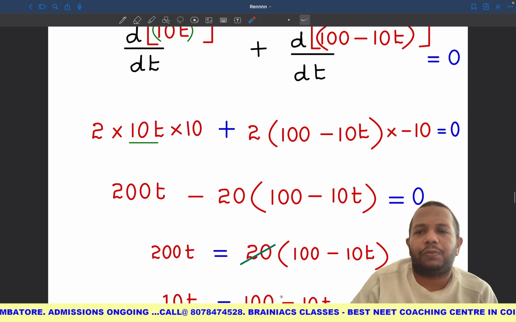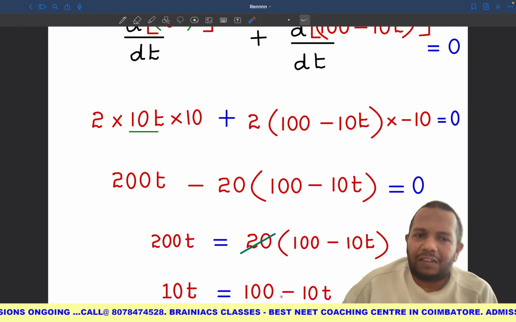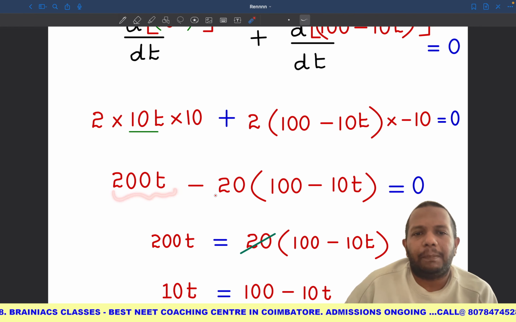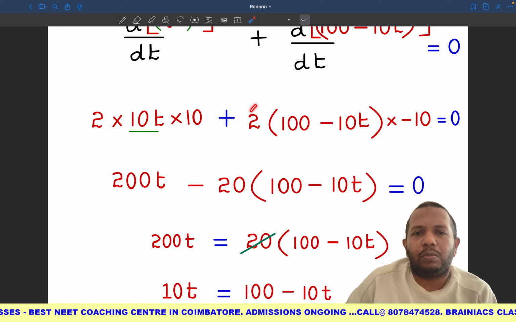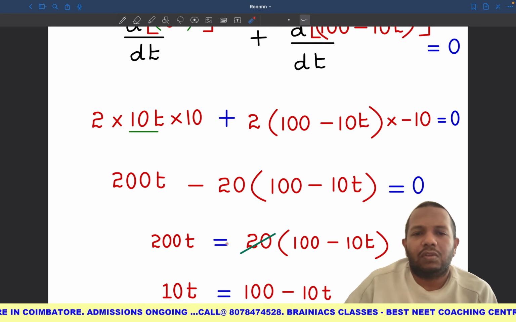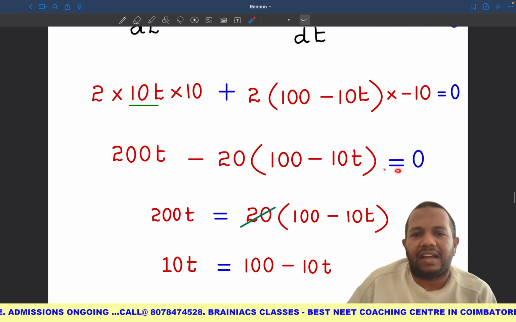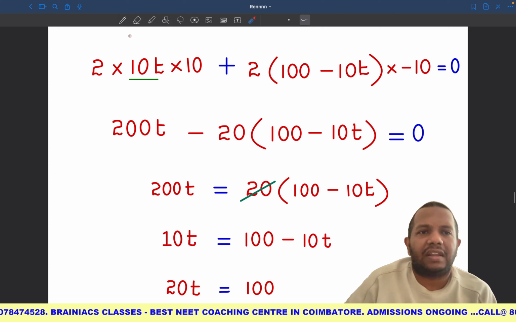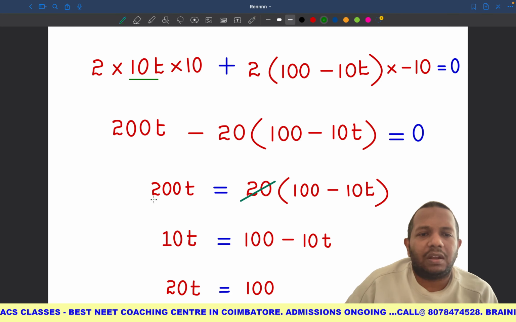It's called function of a function. I will explain that also with an example after this. So this will become 200t, minus, this 2 into minus 10 is minus 20, into 100 minus 10t. So if you take this to the right hand side, this can be cancelled off. You can cancel this one, so 20 here also you can cancel with the 20. If you cancel it, this will become 10 then.